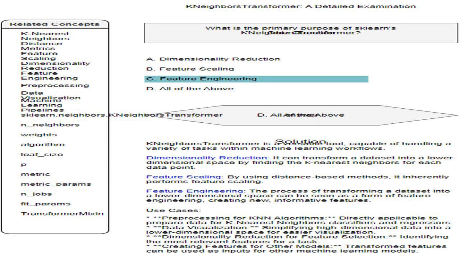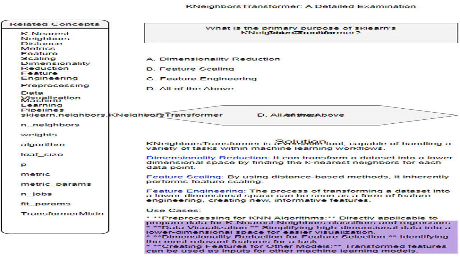X0a. Feature engineering. Preprocessing prepares data for machine learning algorithms by handling missing values, transforming data types, and scaling features. K-neighbors transformer is a preprocessing step, particularly for KNN algorithms, but its capabilities extend beyond that. X0a. Preprocessing. Data visualization uses visual representations to gain insights from data. Dimensionality reduction techniques, including K-neighbors transformer, can simplify complex data for effective visualization.